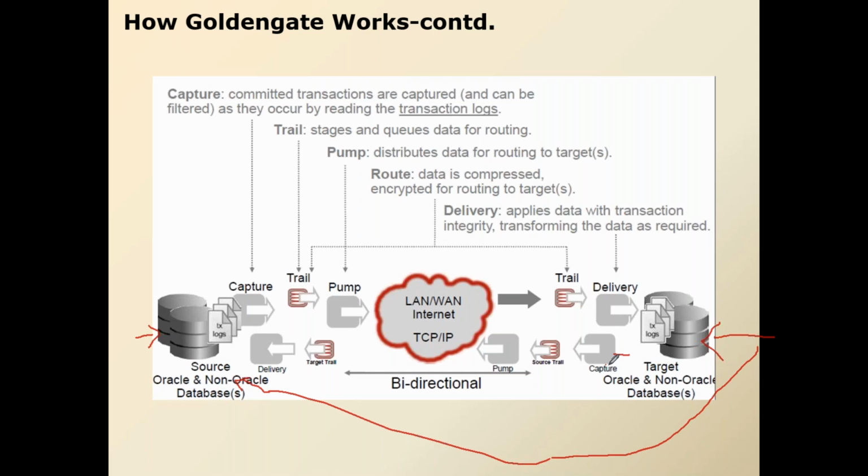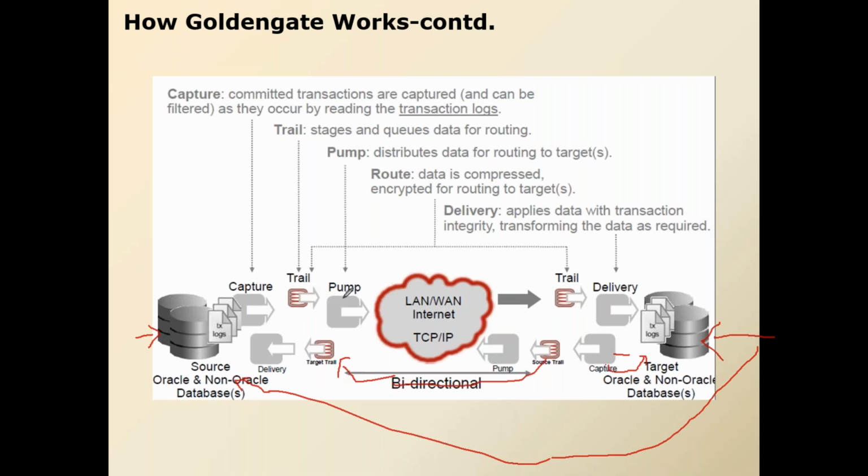This extract process will read the data from the transaction logs of the database, capture the data and write it to the local trail on site 2. Once the data becomes available in the local trail, the pump process configured on site 2 will read the data from the local trail, send it over the TCP/IP network and write it to the remote trail on site 1. Once the data becomes available in the remote trail on site 1, the Replicat or delivery process configured over here will apply the data to site 1 by reading the remote trail file.